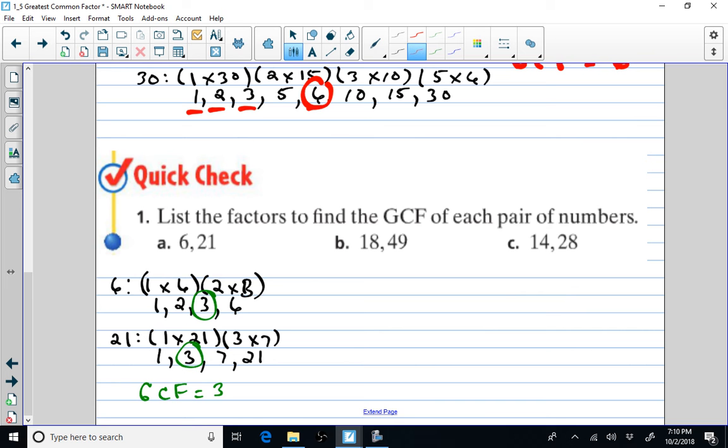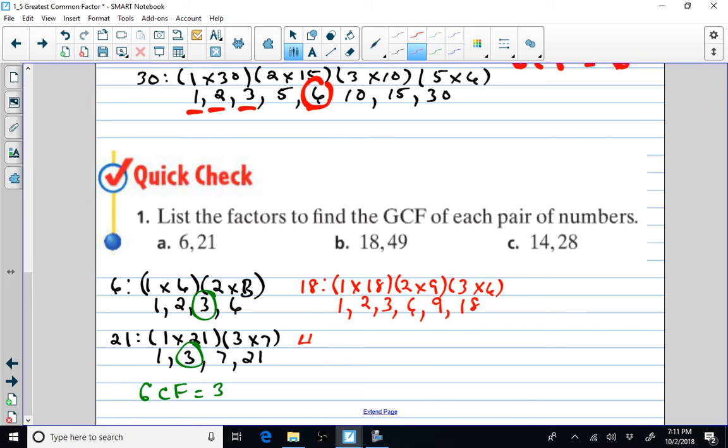Letter B. We have 18. My factor pairs for 18. 1 times 18 is 18. 2 times 9 is 18. 3 times 6 is 18. So I list them in order from least to greatest. I have 1, 2, 3, 6, 9, and 18.